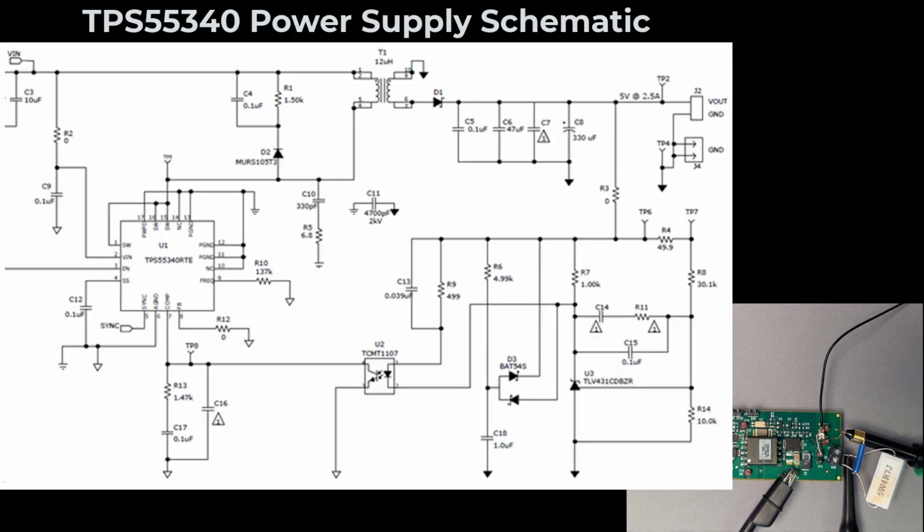This is the TPS55340 schematic. Over here you will see R3, which is part of the feedback path, currently with a value of 0. We'll change it to 50 ohms. We're going to inject our signal across it to act as the stimulus for the gain phase response.